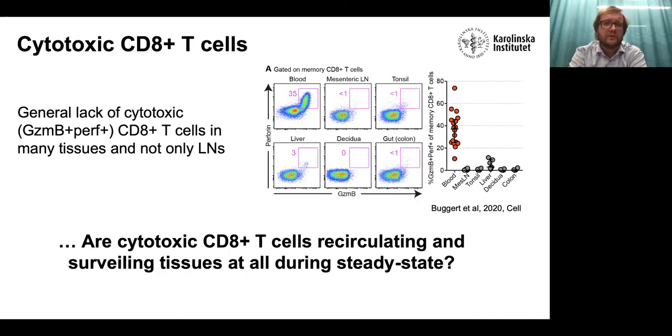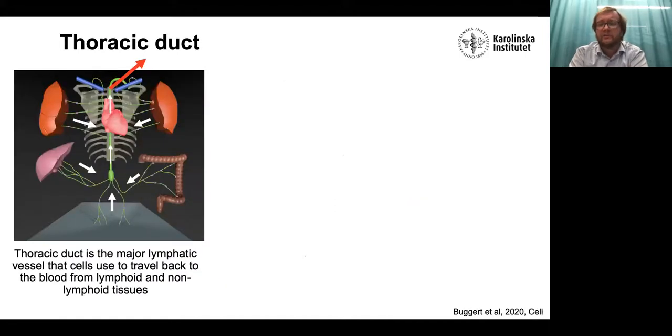So one of the questions that we wanted to ask at this time point was, could it be so that cytotoxic T cells, so perforin and Granzyme B co-expressing cells, are recirculating and surveilling tissues at all during steady state? So that kind of led us to a study here where we started to dissect and cannulate out lymph from the thoracic duct in people.